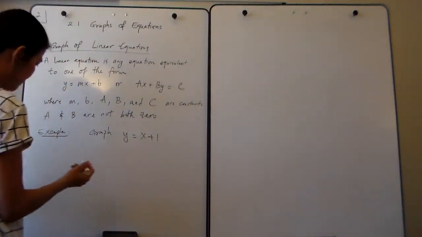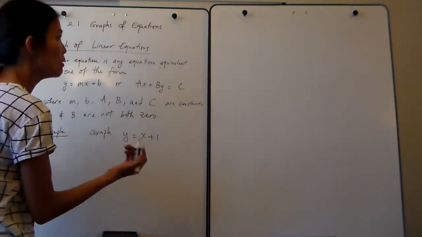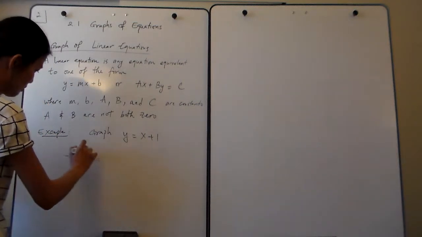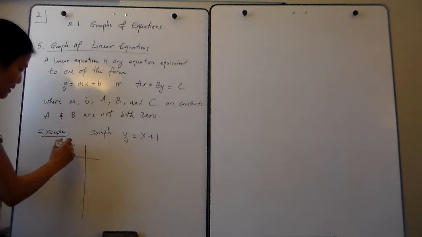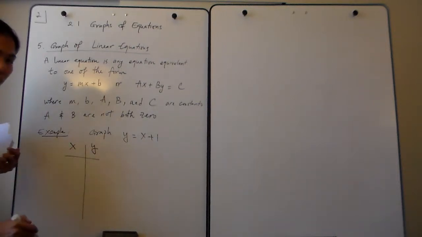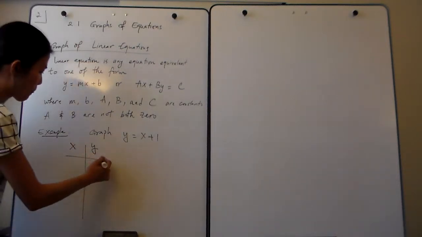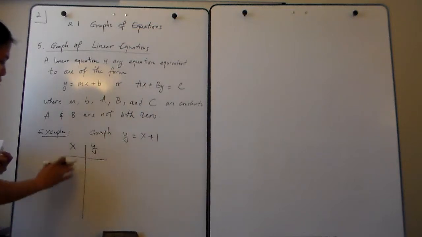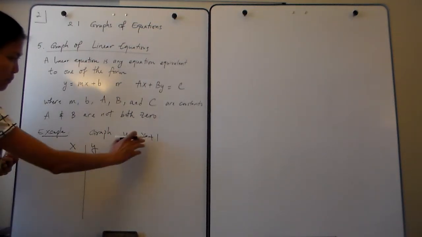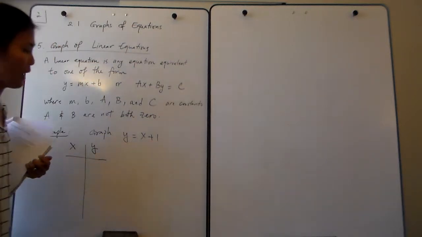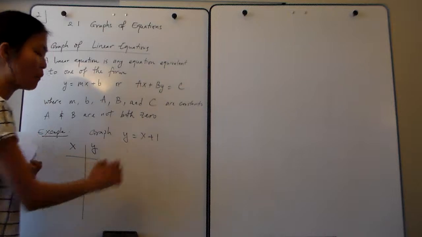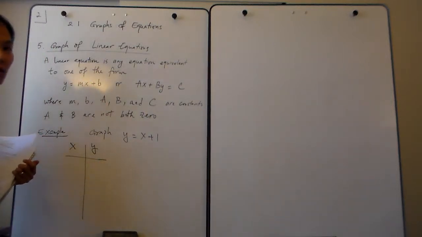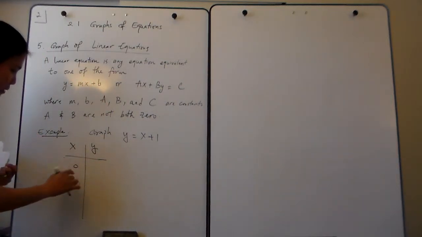So how do we do that? We'll draw a table. This column is for x, this column is for y. You can pick any value for x, and then you substitute that value of x into the equation right here and find y. So what number do you want to put here? The easiest one is 0. So we can start with 0.